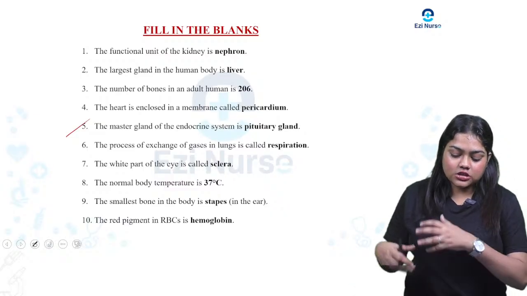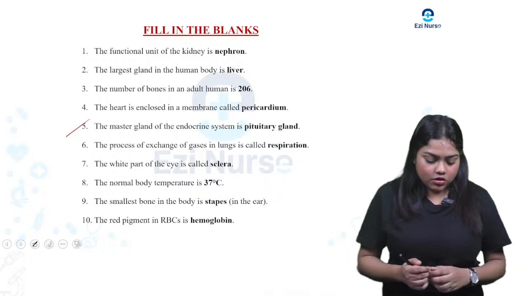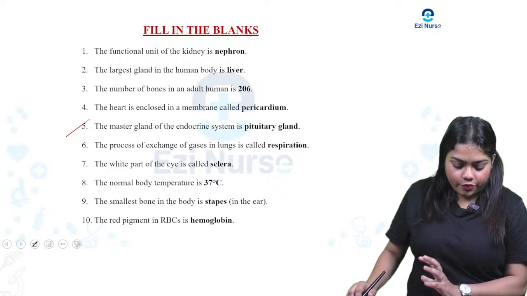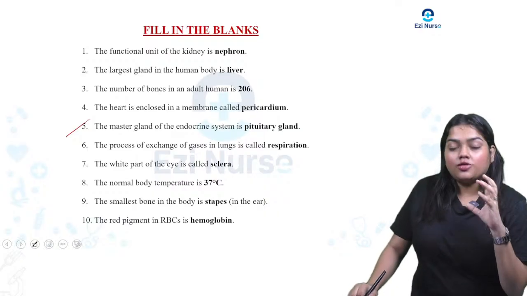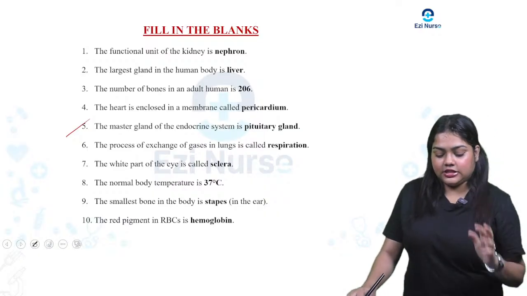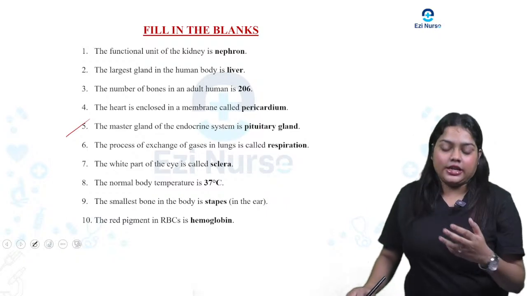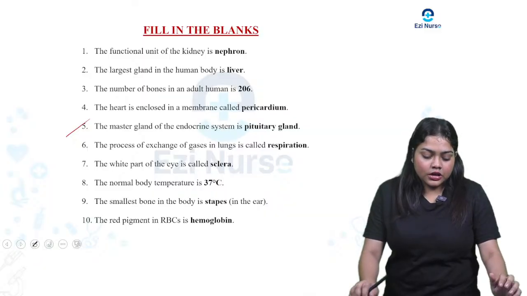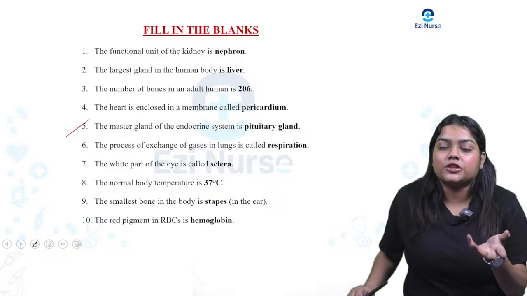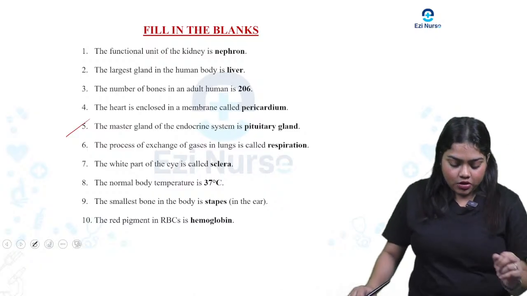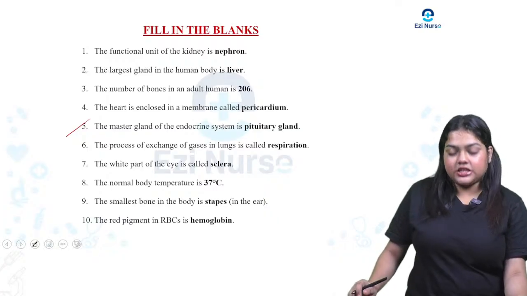Next one: the process of exchange of gases in the lungs is called respiration. Then the white part of the eye is called the sclera. The normal body temperature is 37 degrees Celsius, or 37.4 to be precise. Next, the smallest bone in the body is the stapes. Where is the stapes present? Inside our ear, in the innermost part of the ear.